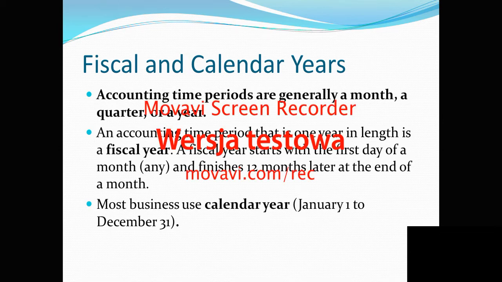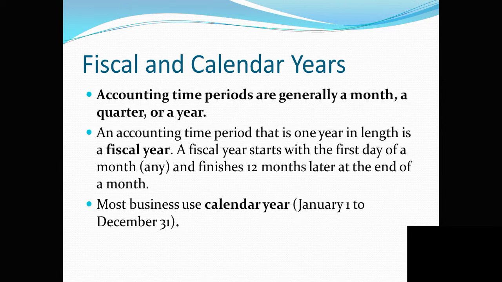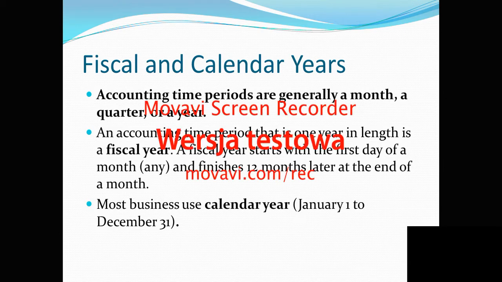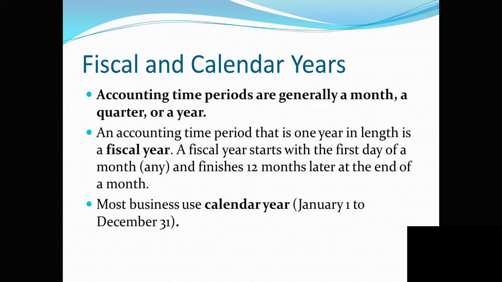An accounting time period that is 1 year in length is a fiscal year, and a fiscal year can start at any date. Usually it's the first day of a month, any month, and finishes 12 months later at the end of a month. Most businesses use calendar years, which is from January 1st to December 31st, but there are certain companies that use a fiscal year that starts at a different date than January 1st, depending on the nature of their business.